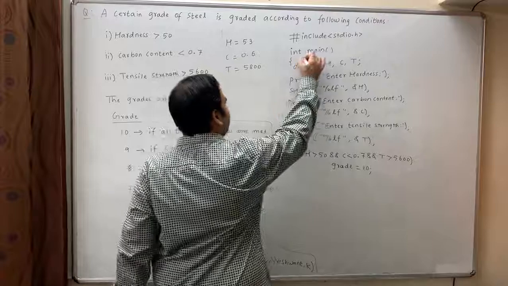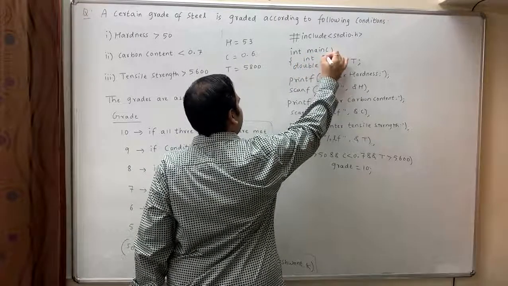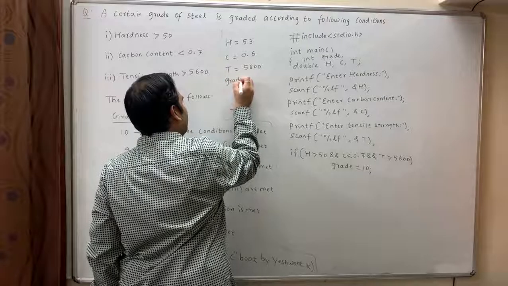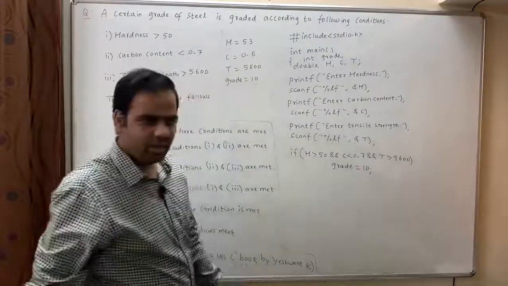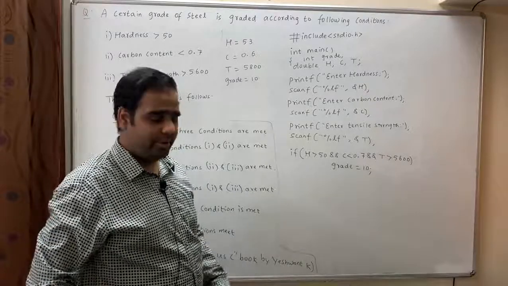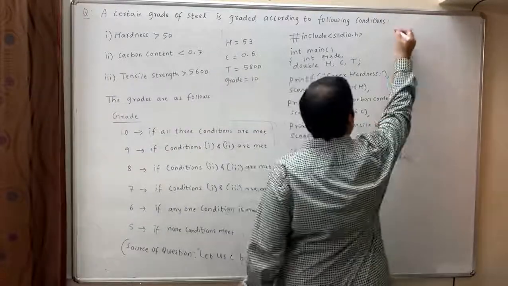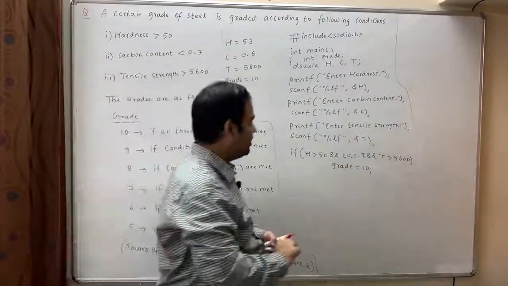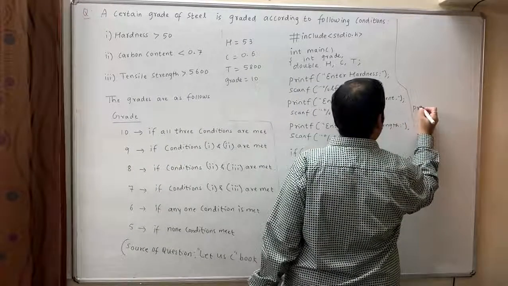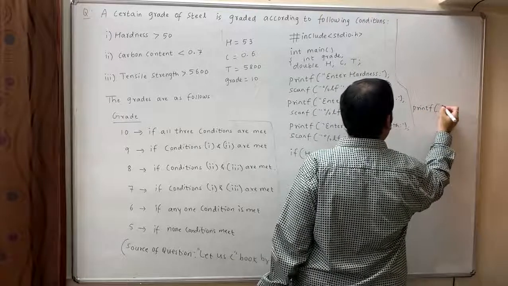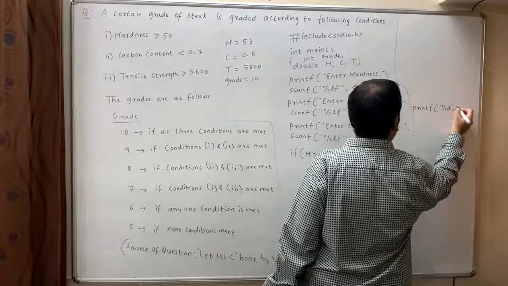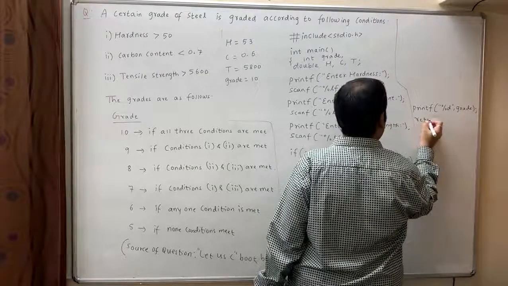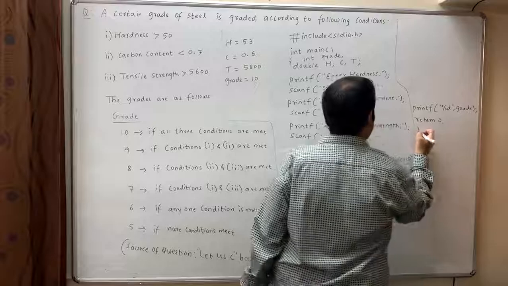Let's declare one variable called int grade. And what is the value of grade? The value of grade is 10. Then we have to print the 10 as the output because 10 is the answer. And here I say printf percentage D comma grade, and the value of grade is 10. 10 is printed. We stop the procedure.